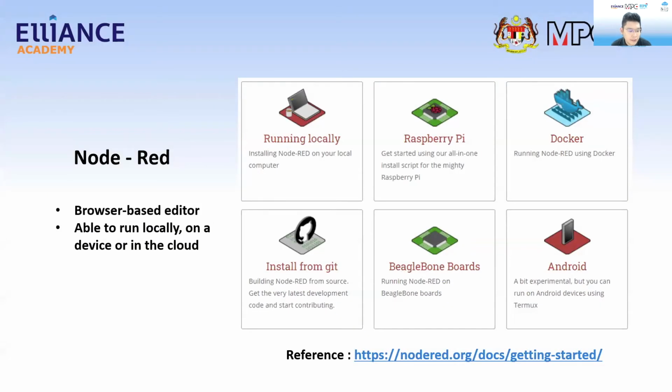So the next software that we actually use is Node-RED, okay? Node-RED is a data visualization tool, and also it's able to run locally or on a device or in the cloud. Okay, so this is the Node-RED. So there's still a lot of things we can do in this Node-RED. So if you are interested, you can go and find it out on the internet.